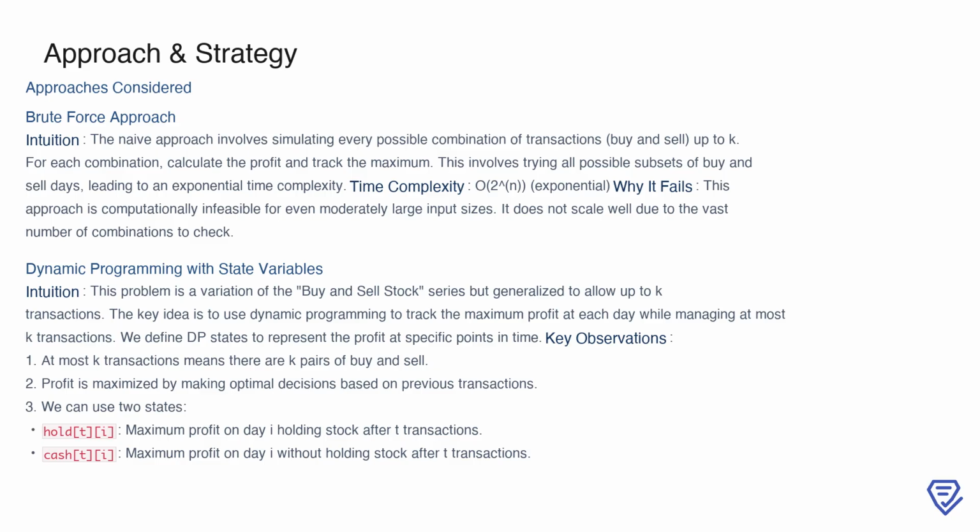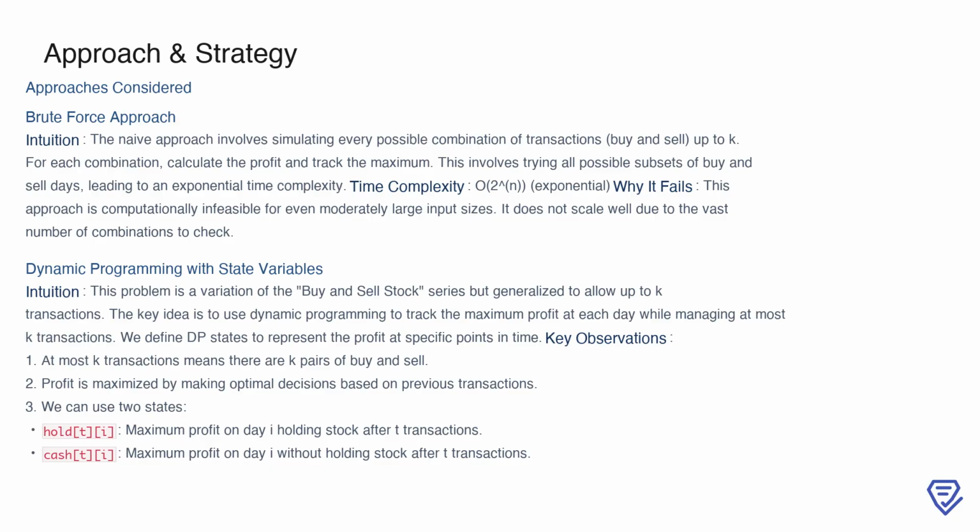The first is the brute force method. Here, the intuition is simple: simulate every possible combination of buy and sell transactions, up to k transactions in total. For each combination, calculate the profit and track the maximum. However, this approach is computationally expensive because it involves examining all possible subsets of buy and sell days, leading to an exponential time complexity of O(2^n). As a result, this method quickly becomes unfeasible for even moderate input sizes due to its inability to scale efficiently.